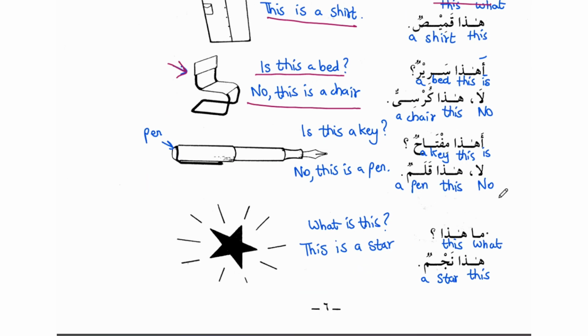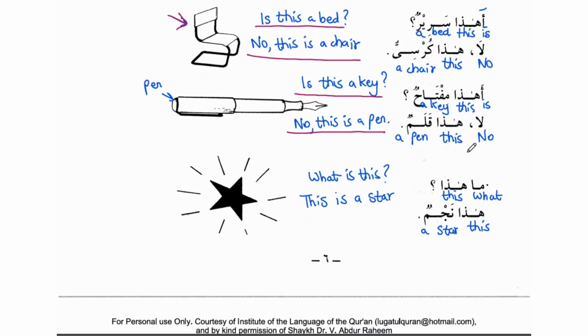The next question is أهذا مفتاح. Is this a key? لا هذا قلم. No, this is a pen. And the last question is ما هذا? What is this? هذا نجم. This is a star.